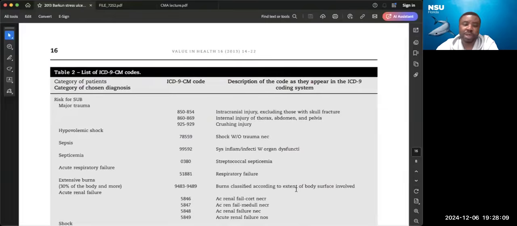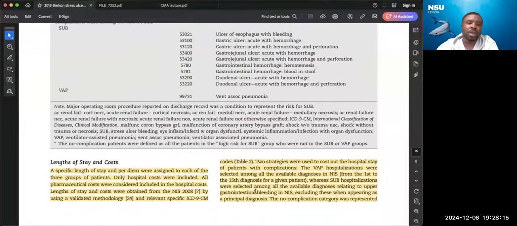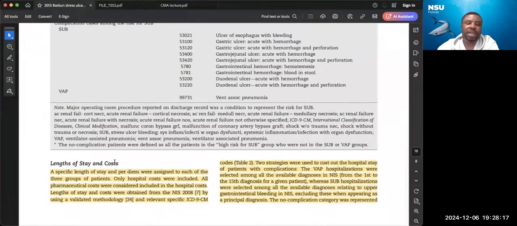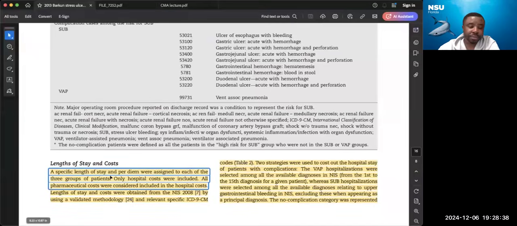So I just want to go through the method and I'll come back to the tables and all that, and I will explain that. So here they did the length of stay and then the cost. A specific length of stay and then per diem were assigned to each of the three groups. I've mentioned that we have three groups already. We have the complicated and the uncomplicated, or no complication. The complication has the stress ulcer bleeding and the ventilator-assisted pneumonia. For the no complication, we would also look at what they did.